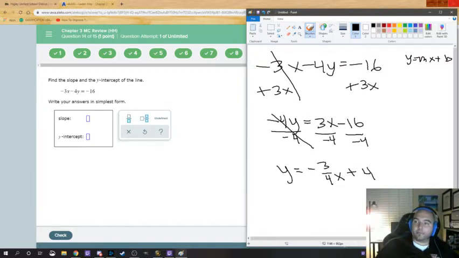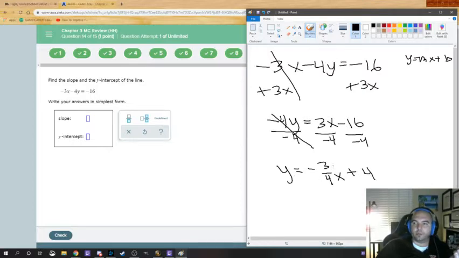Alright, so after I added 3x to both sides, I divided by -4 because that would help me get y by itself. And if I divide the y by -4, I need to divide each term by -4. So 3x over -4, and -16 over -4. And you get -3/4 x plus 4. Okay, well, what does that mean? So I have it in slope-intercept form, so what is it?